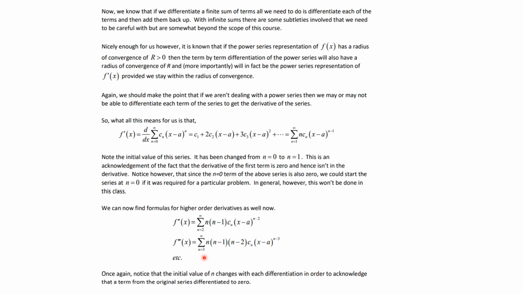Note that even though this sum starts at n equals 3, I could start at n equals 0 because this would be 0 there, n equals 1 would be 0 here, and n equals 2 would be 0 here. That's a technique we often use in differential equations. So notice the initial value changes to acknowledge that term from the original series goes to 0, but those are going to be 0 terms because of the derivative anyway, as I just mentioned.